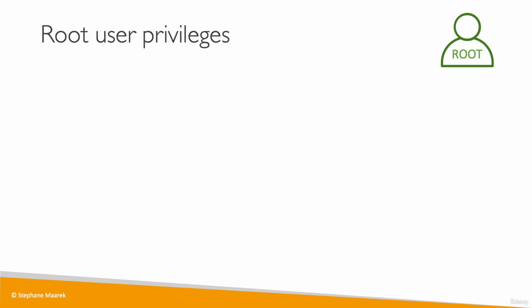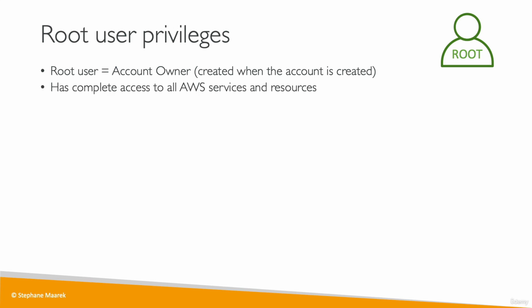Okay, so another question that has come up in the exam is around the root user privileges. So the root user is the account owner. It's the first user that is going to be used when the account is created. And the root user has complete access to all AWS services and resources. And the idea is that the root user can do some actions that even the most privileged created user in your account cannot do. And so this is what we have to look at in this lecture.